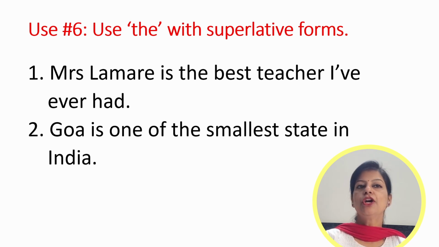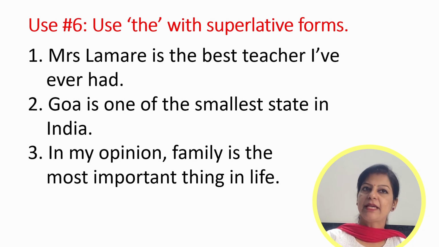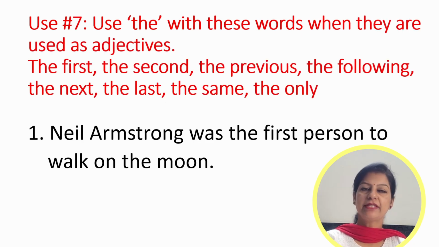Next example, Goa is one of the smallest states in India. We use the smallest because we are talking about a group and saying Goa is one of the smallest, making it special. Example 3. In my opinion, family is the most important thing in my life. The most important refers to something being number one in importance, and we use the to show it's the top priority.